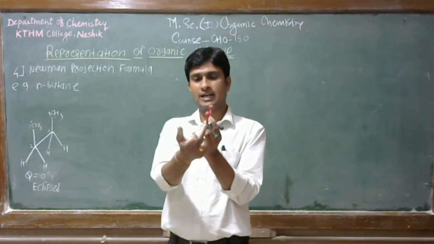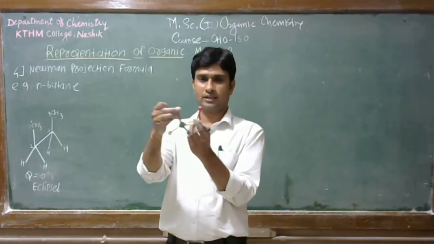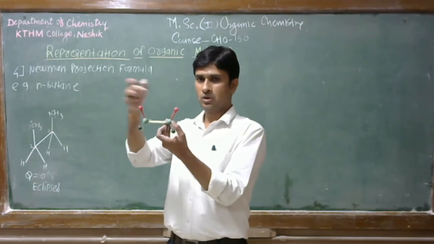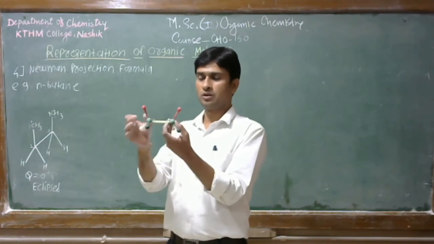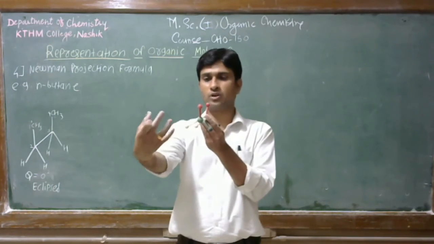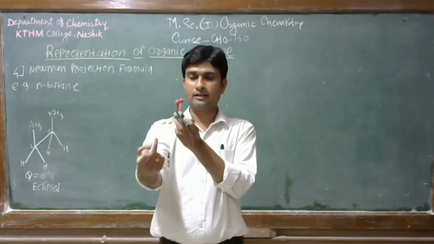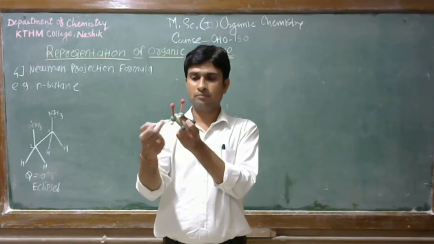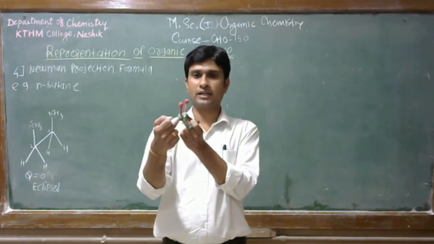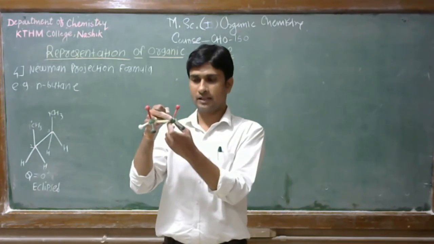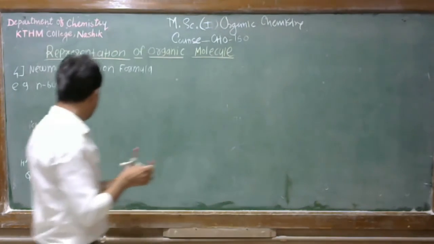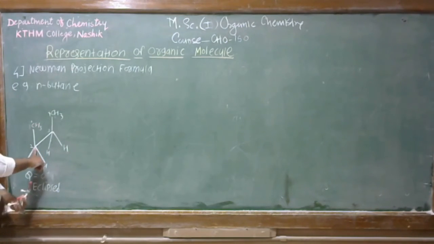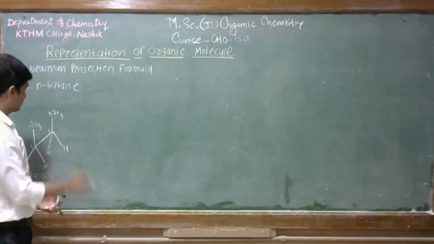See, if we number the carbon atoms, this is carbon number 1, carbon number 2, carbon number 3 and carbon number 4. If the viewer or observer is on this side, then the observer first sees carbon number 2, meaning this is the front carbon atom and this is the rear carbon atom. So we consider here carbon number 2 as the front carbon atom and carbon number 3 as the rear carbon atom.